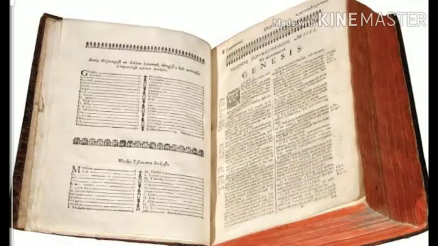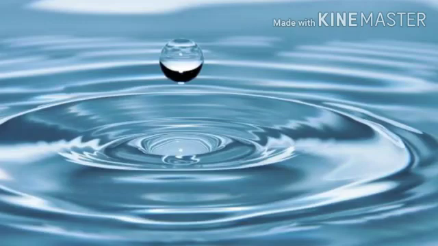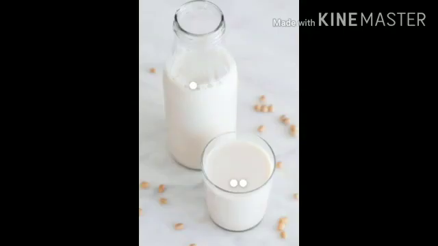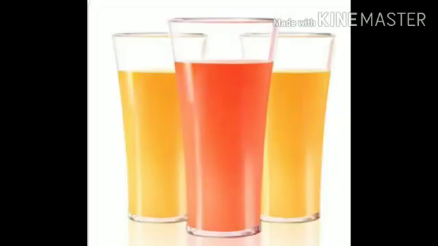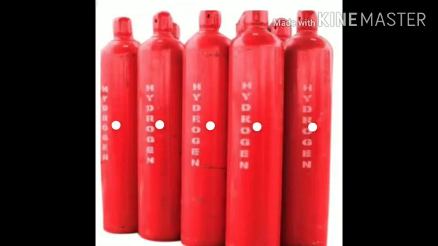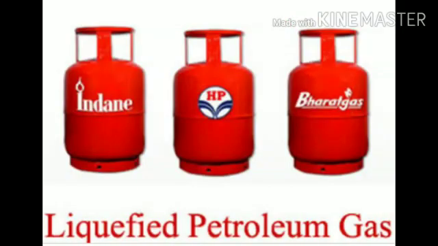For example, solids, it's like a table or a book. Then liquid, water, milk, juices are all liquids. Gaseous state, that is the hydrogen gas, LPG gas, these are all comes under the gaseous state.